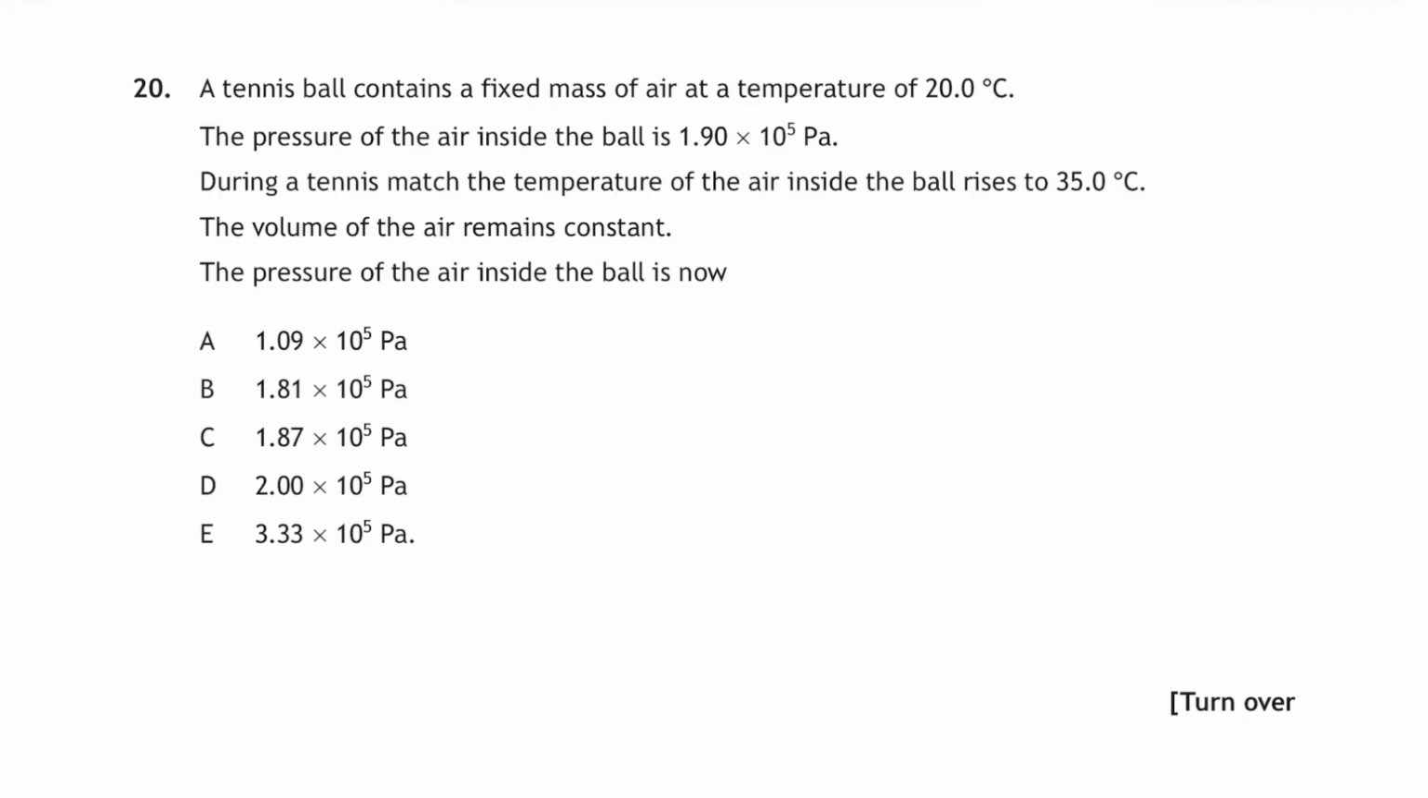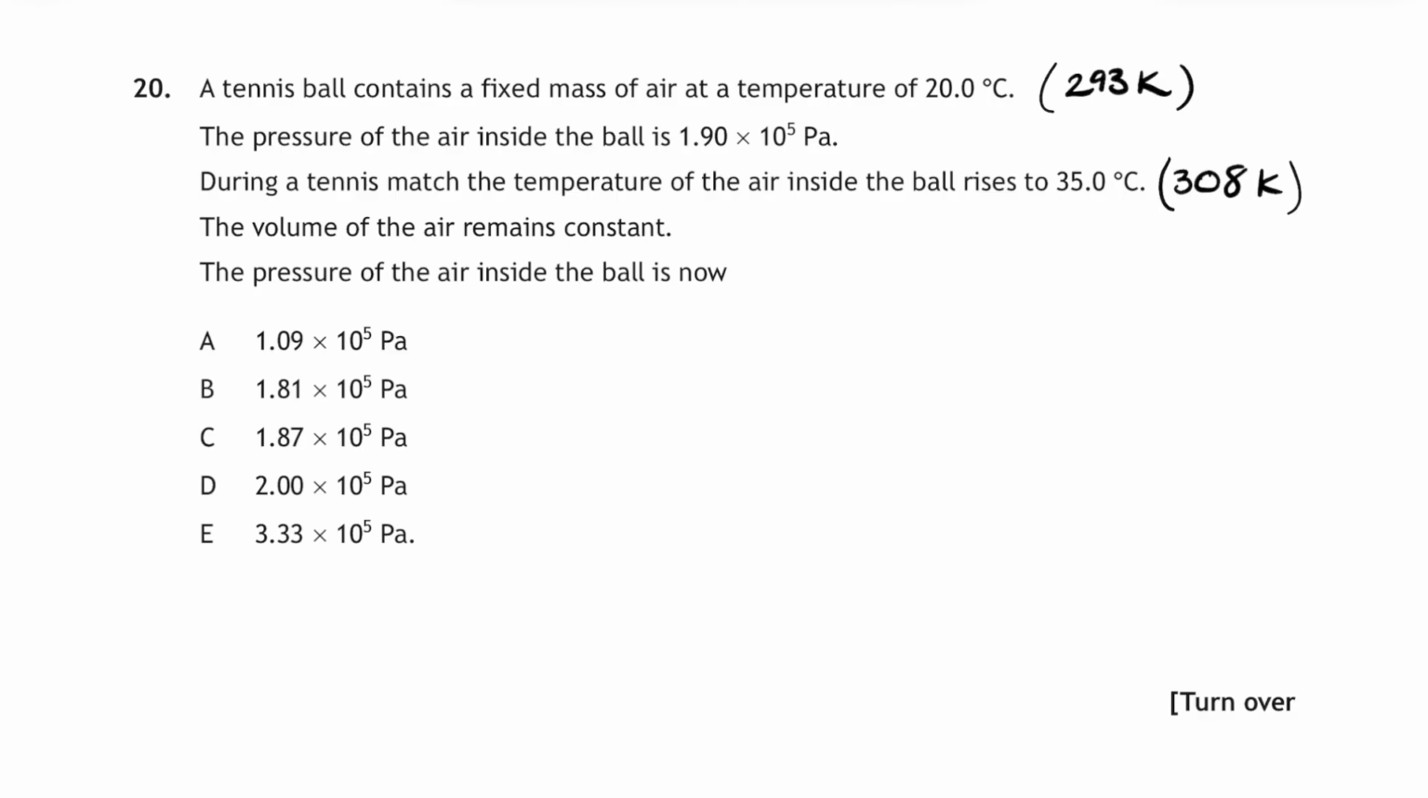This is the gas laws. So remember, as soon as you see temperatures that are in degrees C, you have to change them into Kelvin. So 20 degrees C is 293 Kelvin. Then we're told the initial pressure of the ball, but during a tennis match, the temperature of the air rises to 35 degrees C. That's 308 Kelvin. And then we have to calculate the new pressure of the air inside the ball as it heats up.